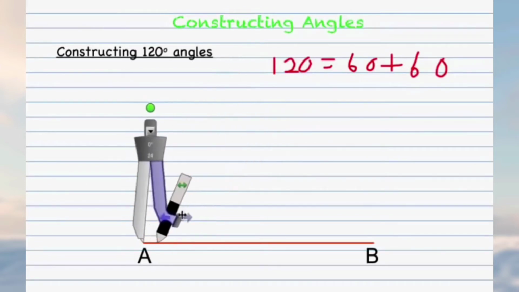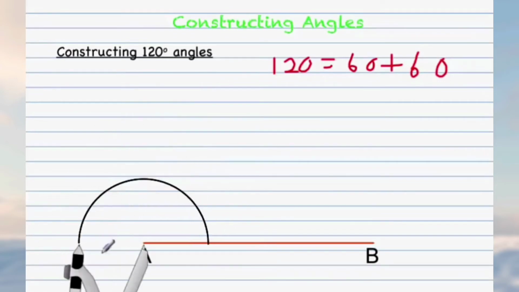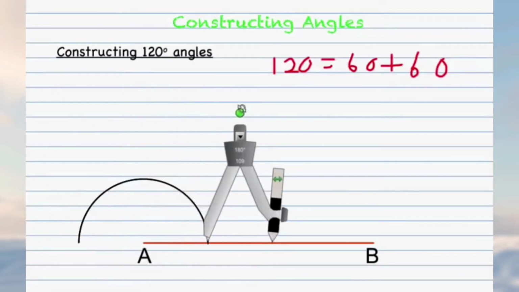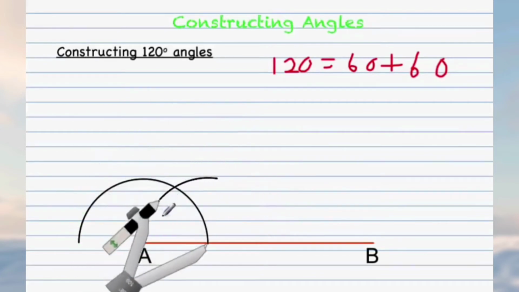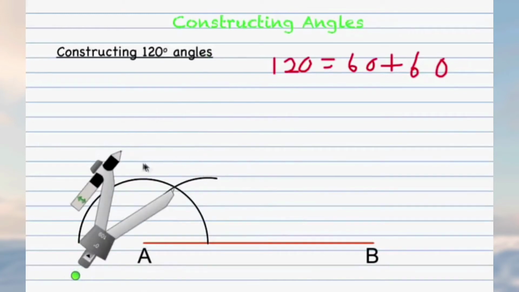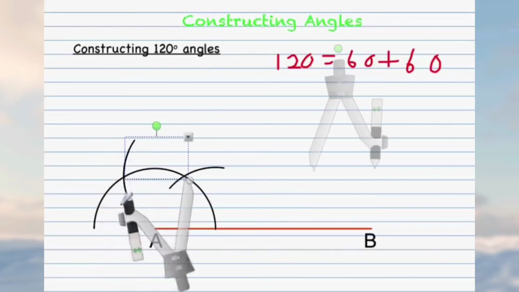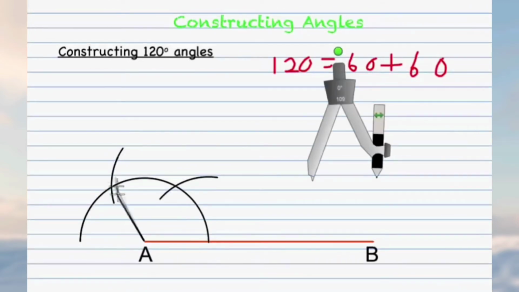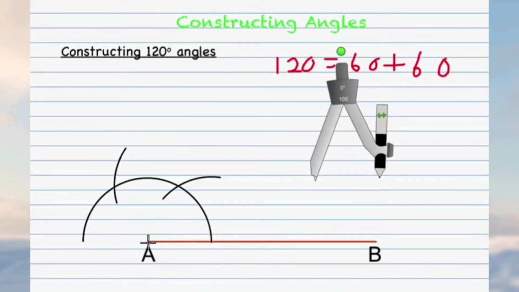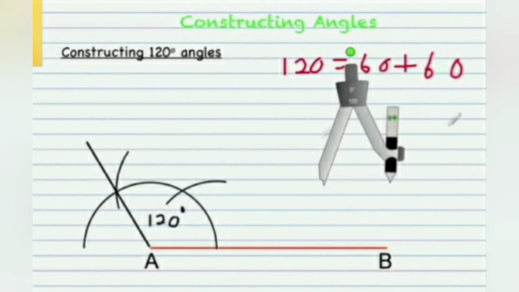So take the tip of the compass to point A, open the compass and create a semicircle from line AB backwards. Next, with the same radius from the point at which the semicircle and the line meets, draw an arc to cut the semicircle. Then move the compass to this intersection and draw another arc to cut the semicircle. The line from point A through this intersection is the angle 120 degrees. Now before we move on to construct angle 30 degrees, pause, replay and construct angle 120 degrees yourself.